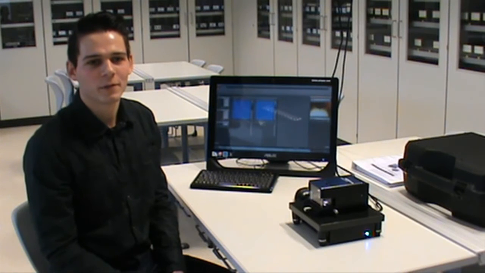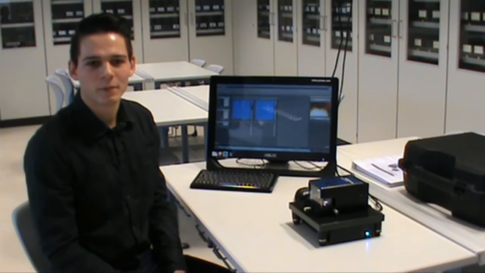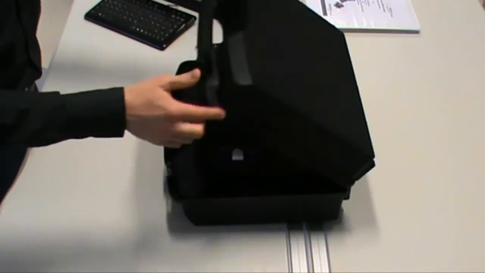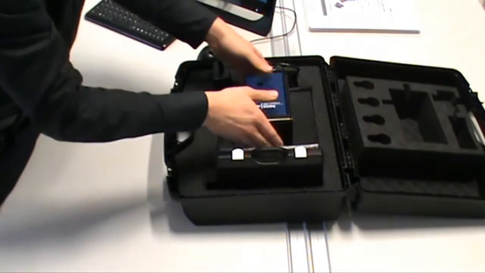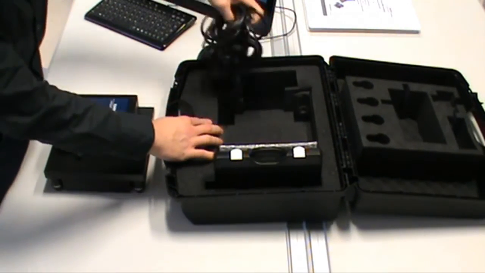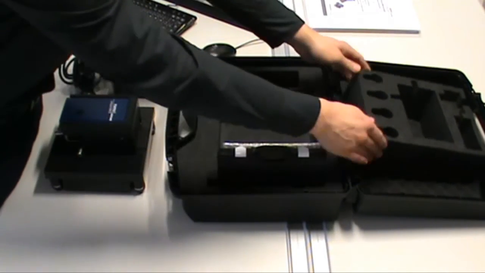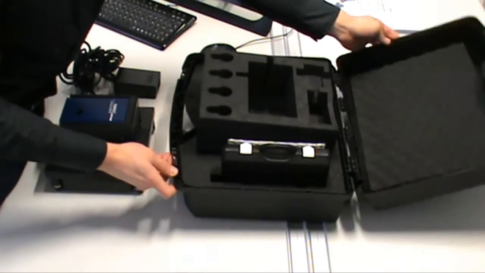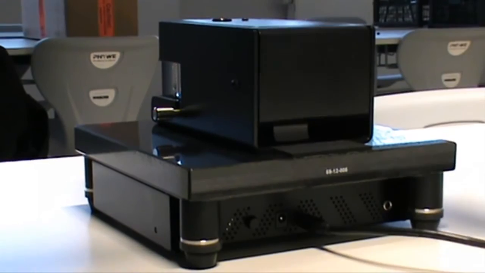The PHYWE atomic force microscope can be used for educational purposes, but also for preliminary research and training prior to the use of complex high-end devices. The PHYWE atomic force microscope is stored safely in a case, and the setup is quick and easy. It can be plugged into your personal computer and is ready to go.